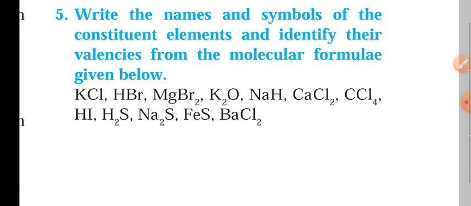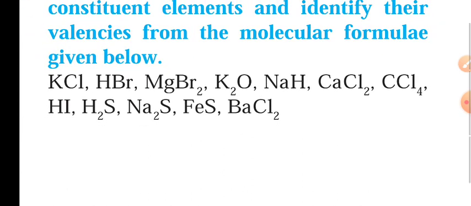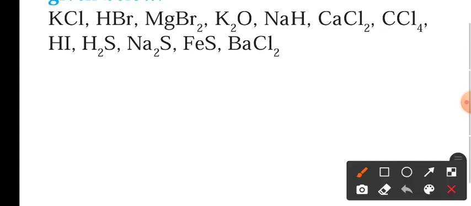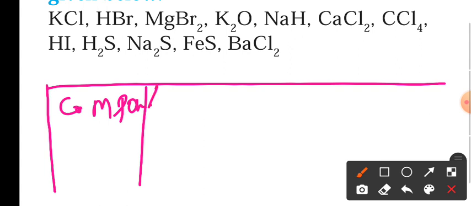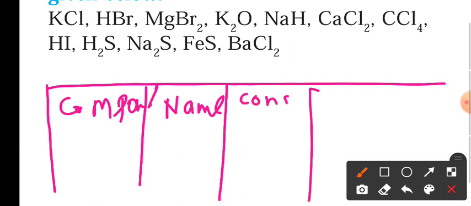Now write the names and symbols of the constituent elements and identify their valencies from the molecular formula given below. So this, as an activity, I am just giving you a hint how you can make a table for it. You can draw like this. You can make columns. Here you can write compound, I'm just writing in short, you can write in full. Compound you can write. Then name you can write. Then afterward constituent element you can write. And then valency you can write. Okay, this way you can make a table.